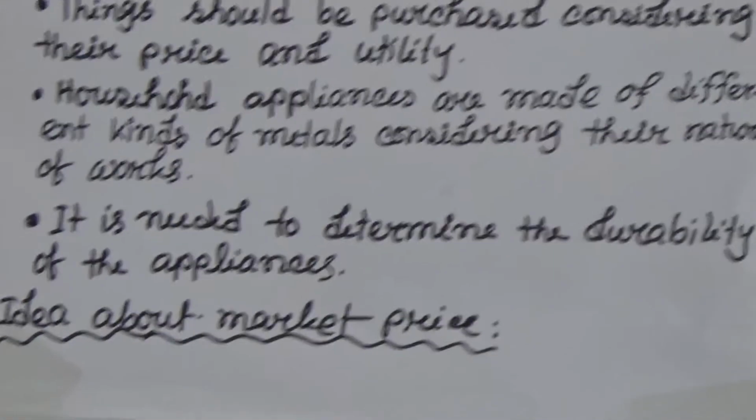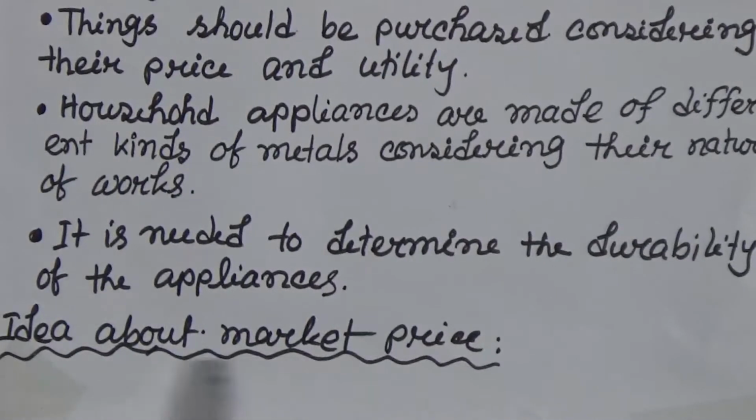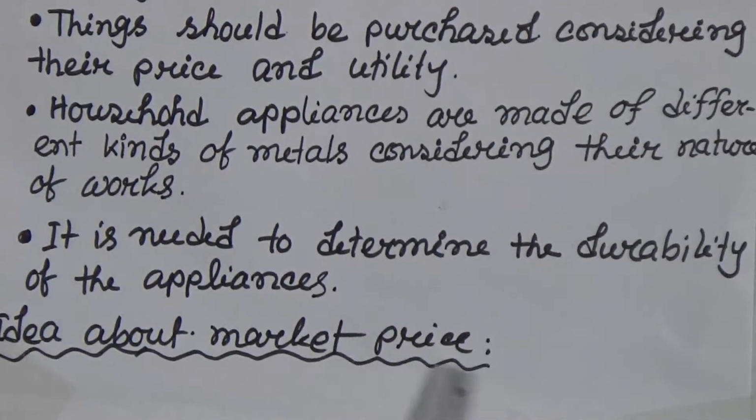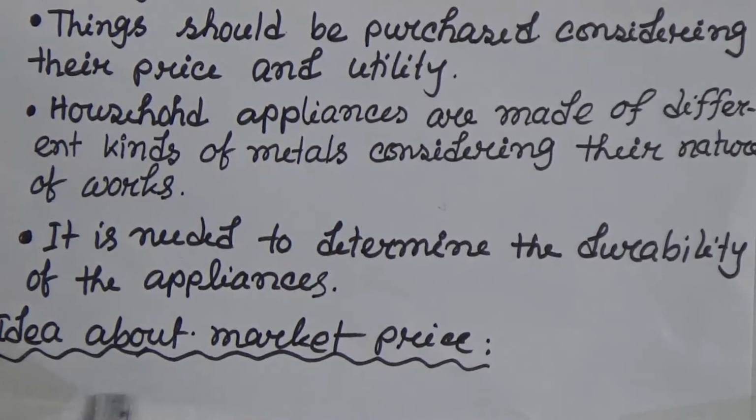And just one thing, you must follow that idea about market price. That means for the things you will buy, you have to have the minimum idea about the price of that thing. That's why you have to go to different types of shops to know about their price, and then you can buy this product at a cheaper price.